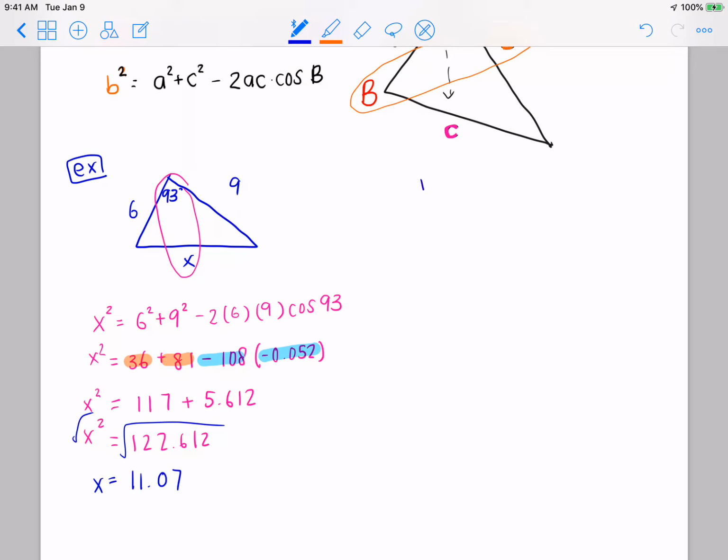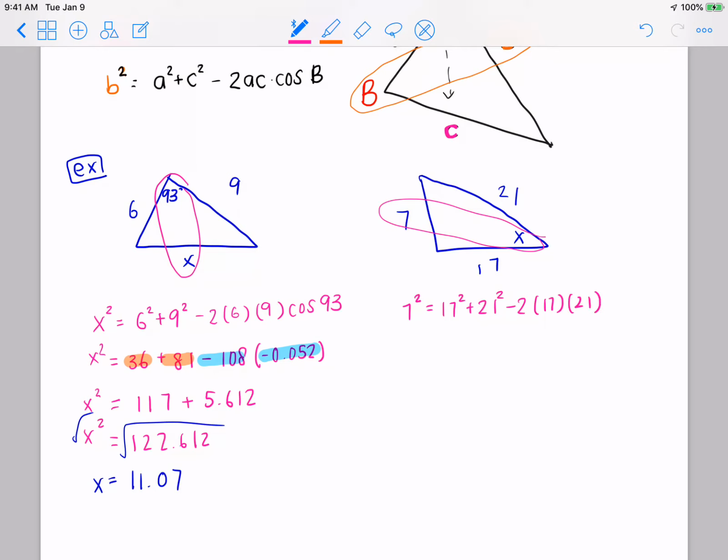Okay, let's do another one. Set up our triangle like this. So set it up. We have a pair right here. Start with your length equals the other two lengths, 17 squared plus 21 squared, minus 2 times 17 times 21 times cosine of your angle, which is x in this case. Okay, so in this example, we are finding the angle.